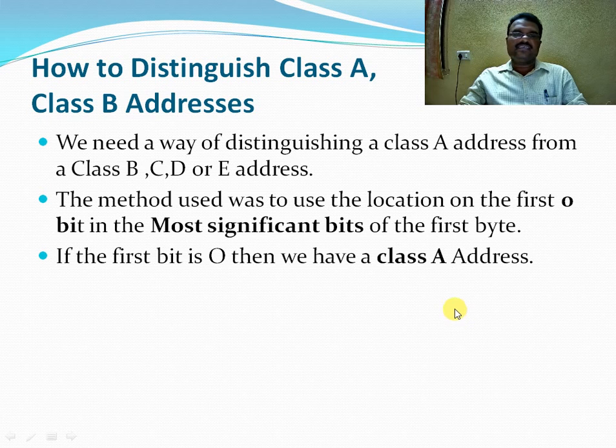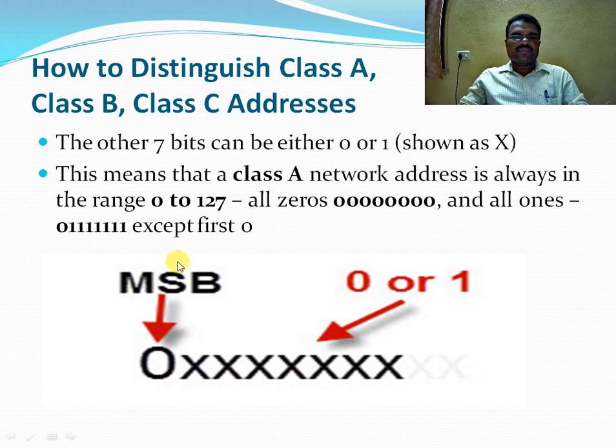For distinguishing class A from class B, C, D, E addresses, we need a way to distinguish a class A address from the others. The method used was to use the location of the first 0 bit in the most significant bits of the first byte. If the first bit is 0, we have a class A address. The MSB is 0, and that's why we can say it is a class A address. So a class A network address is always in the range of 0 to 127.